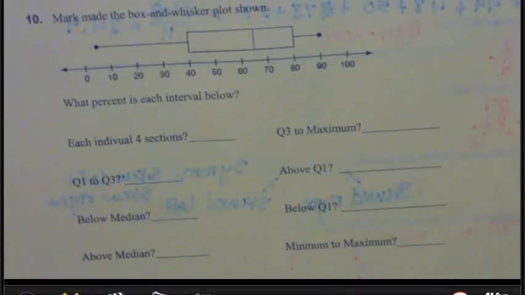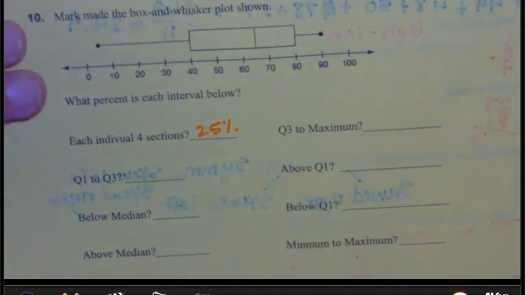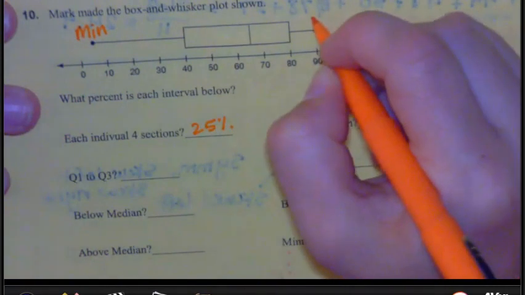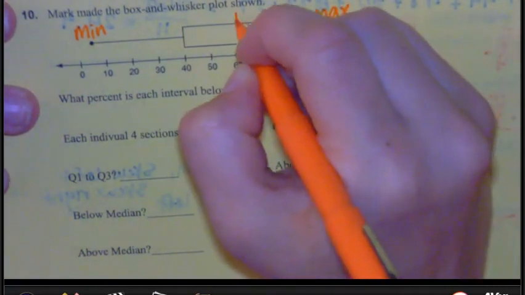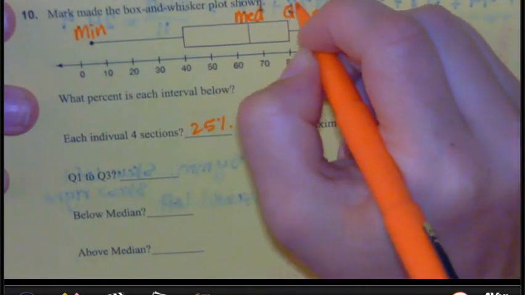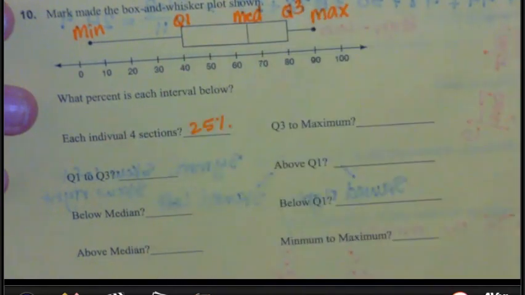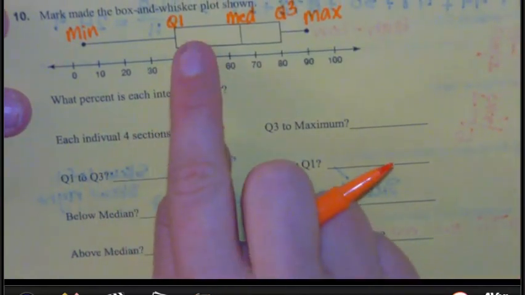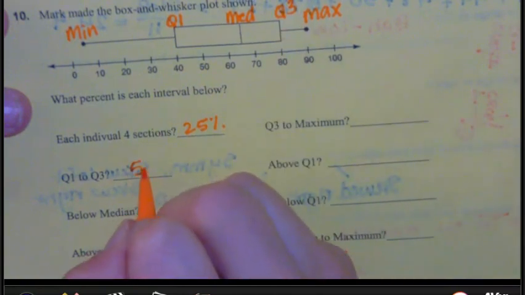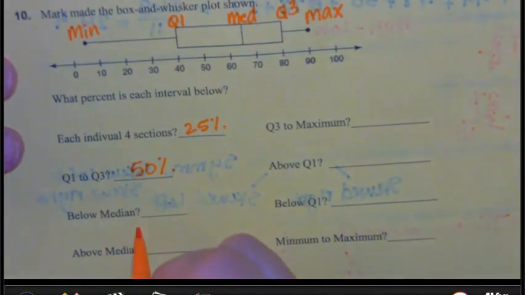All right, number 10. Mark made a box and whisker plot shown here. What percent is each interval below? All right, so each individual section of the 4 is worth 25%. Okay, this is our minimum. Let's go ahead and mark that. This is our max. Here's our median. Here's Q3. Here's Q1. All right, so from Q1 to Q3, our box contains 50% of our data.